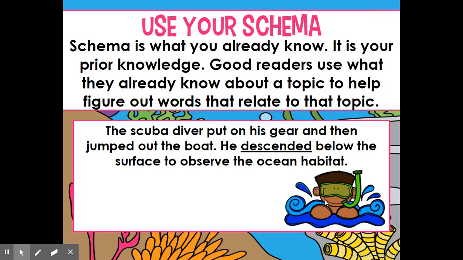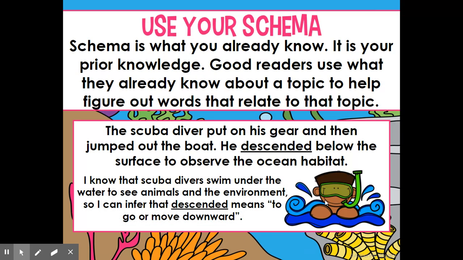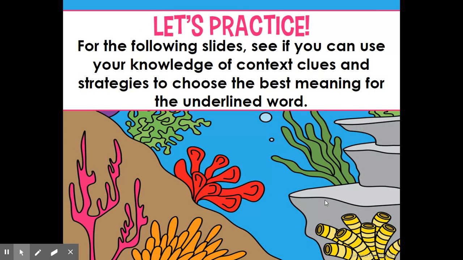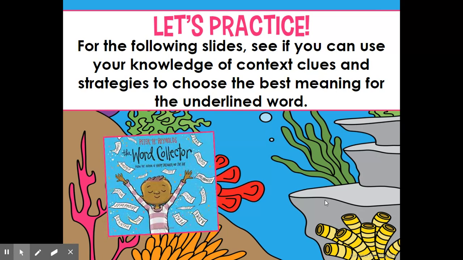So if he descends below the surface, what does that mean? That means he's going below. Descends means to go below the surface of something. I know that scuba divers swim under the water to see animals and the environment, so I can infer that descended means to go or move downward. Let's practice. For the following slides, see if you can use your knowledge of context clues and strategies to choose the best meaning for the underlined word.